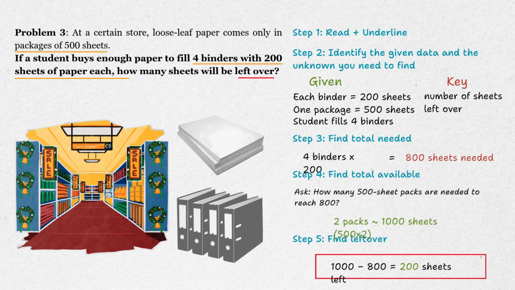Let's double-check if the answer makes sense. The leftover should be less than 1 full pack, and 200 is less than 500. So our result is reasonable. Remember, when a problem uses the phrase left over, always look for division or subtraction with a remainder. Think, total available minus total used.